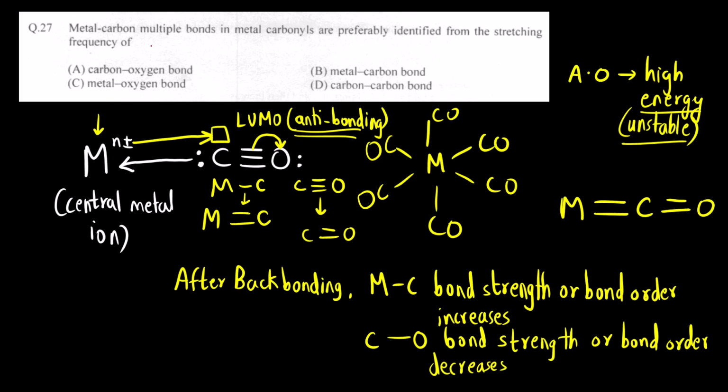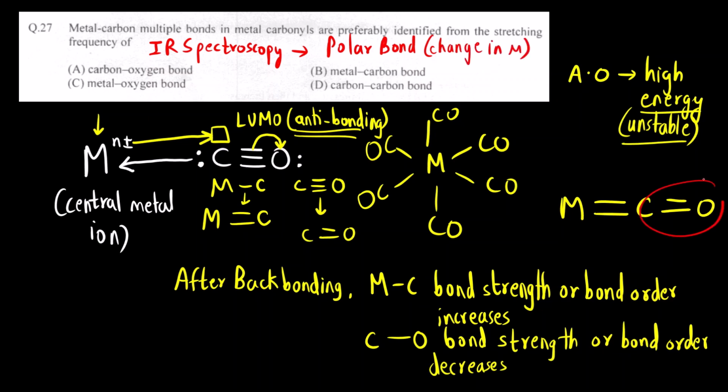So in IR spectroscopy, as I told you, what we require is a polar bond, where a change in dipole moment is possible. Here you can see which bond is present. The carbon oxygen bond is the polar bond. What are the options that are given? Carbon oxygen bond, metal carbon bond. The metal carbon bond is not very polar, so that is an incorrect option. Metal oxygen bond: you can see there is no direct bond between metal and oxygen, so this is also incorrect.